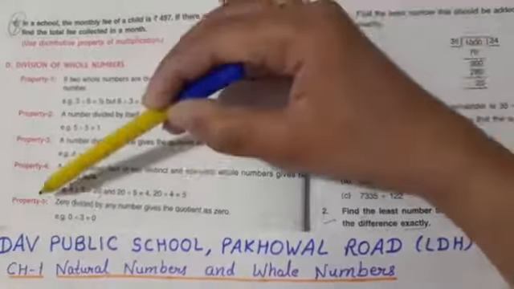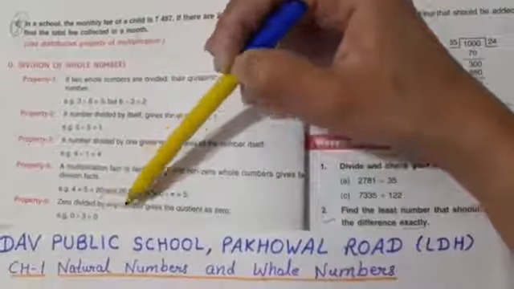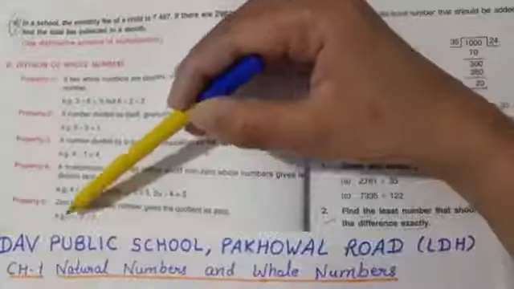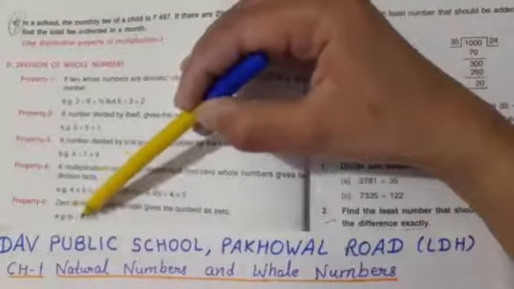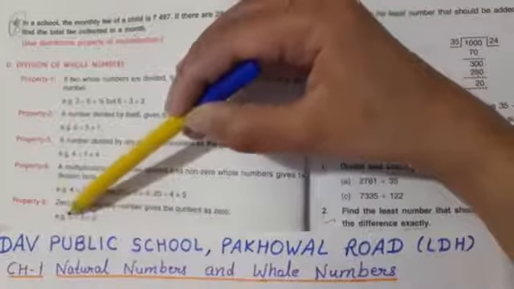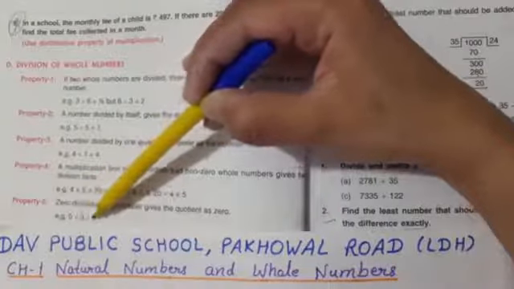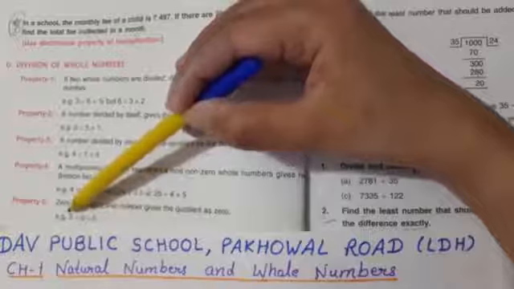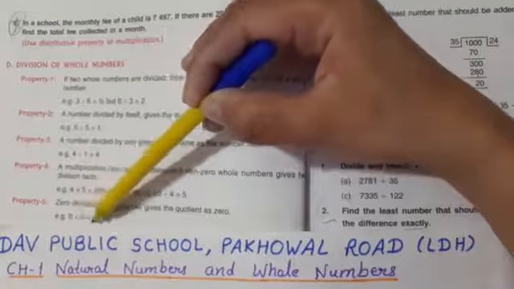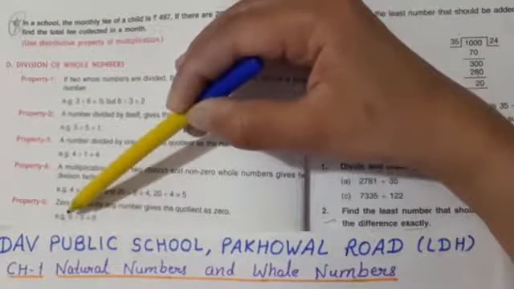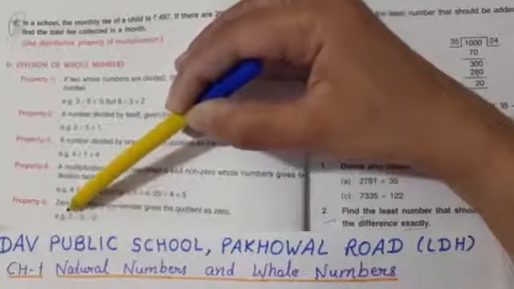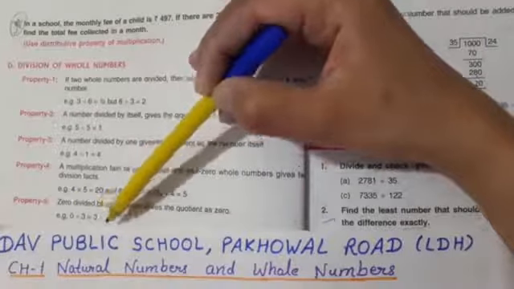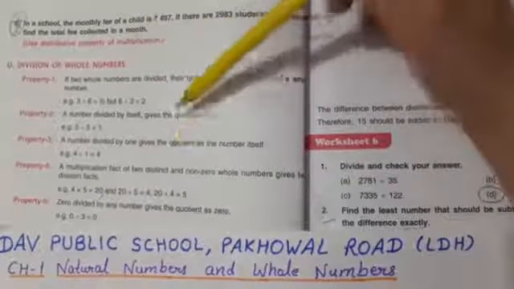Right? Fifth property. 0 divided by any number gives the quotient as 0. See the example here. 0 divided by 3 is always 0. 3 times 0 is 0, right? And suppose if I take 0 divided by 10, it will also be 0. So if we divide 0 by any number, we will always get 0 as our answer, right? I hope you have understood all these properties.